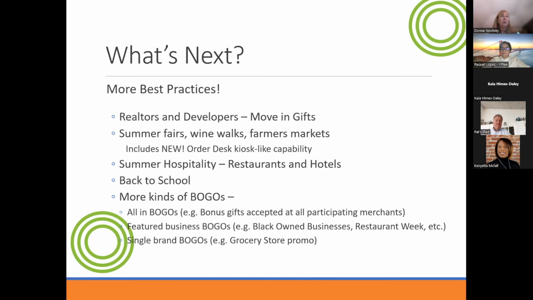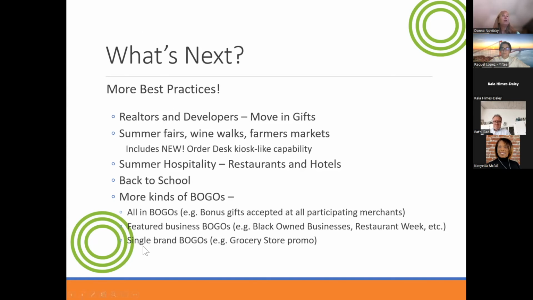One is called a featured business BOGO. So for instance, August is Black-owned Business Month, and you could do a buy one, get one program. Perhaps one of your local big companies has a budget for DEI, diversity, equity, and inclusion, and they would fund a bonus gift that could be spent only at the Black-owned businesses in your community, or women-owned businesses, or for Restaurant Week, or some subset of the merchants in your community that you want to recognize and feature for a bonus program. So we can do that with you.